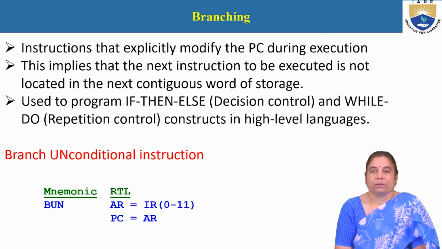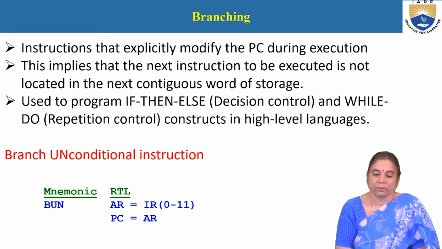What is branching? Branching instructions explicitly modify the PC during execution. So the program sequence can be altered with the help of branching instructions. This implies that the next instruction to be executed is not located in the next continuous word of storage. Just like the if-then-else control structures used in high level programming languages, in assembly language branching can be used.